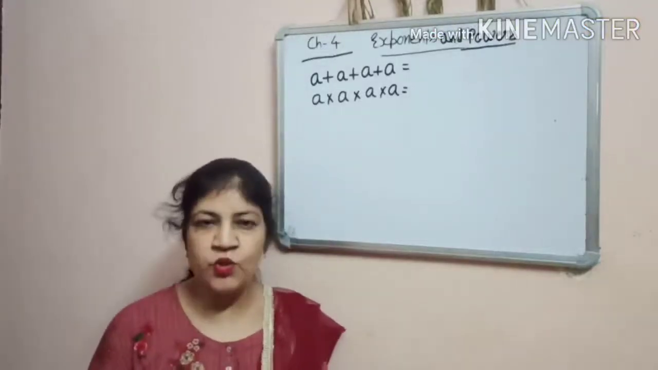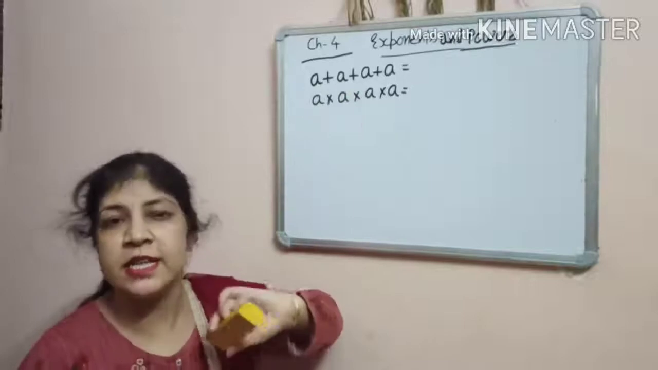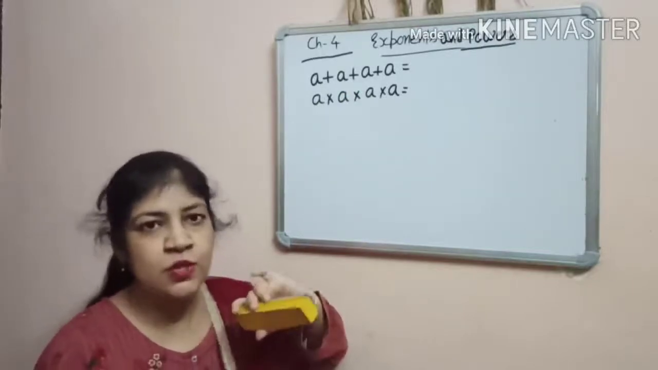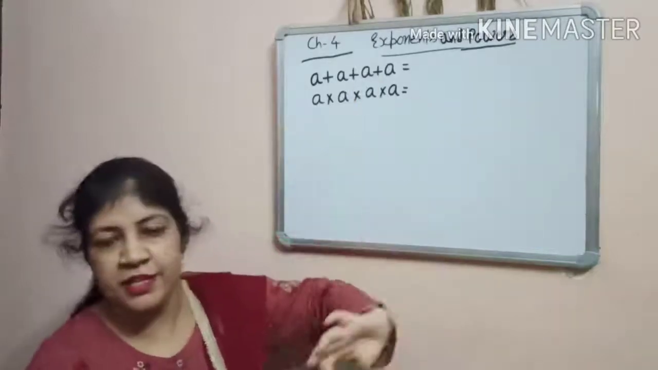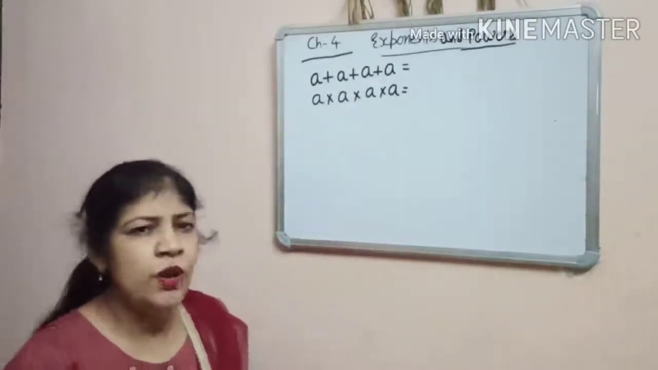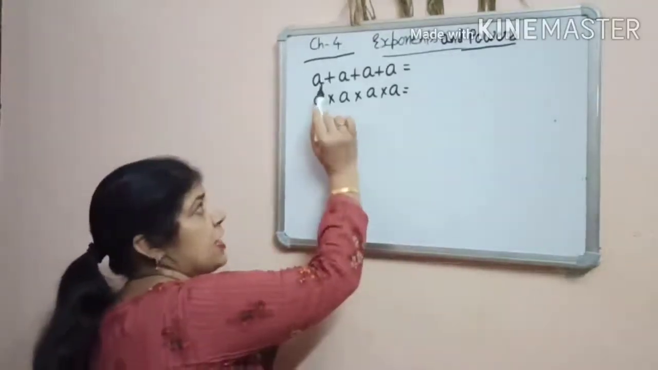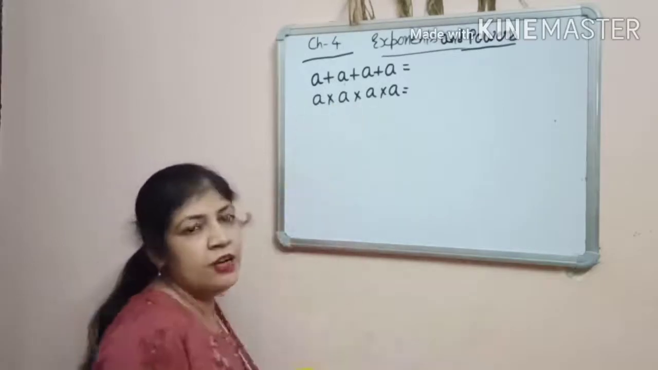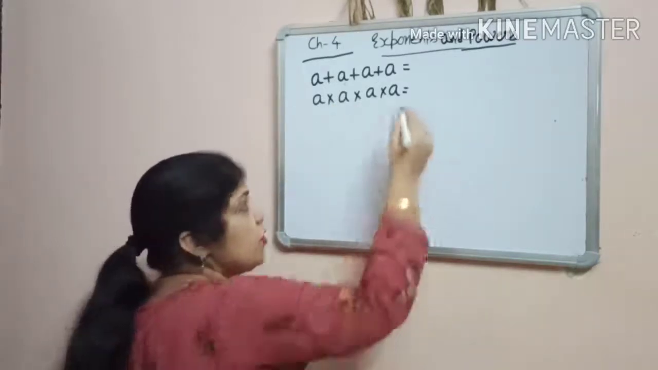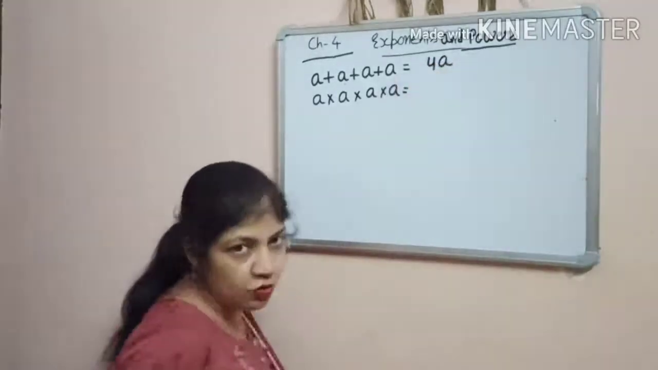Dear students, today we are going to start our new chapter 4, Exponents and Powers. So first we will understand the meaning of exponents and power. You have read in algebra that when you add like terms like a plus a plus a plus a, you add a 4 times. Then what will you get? You will get 4a. You know very well.